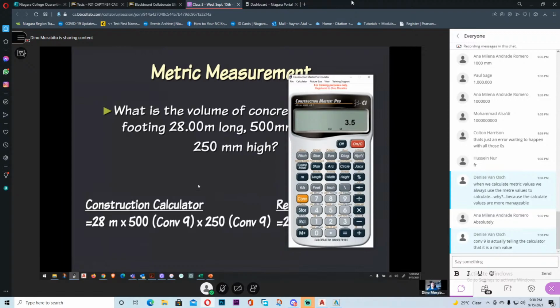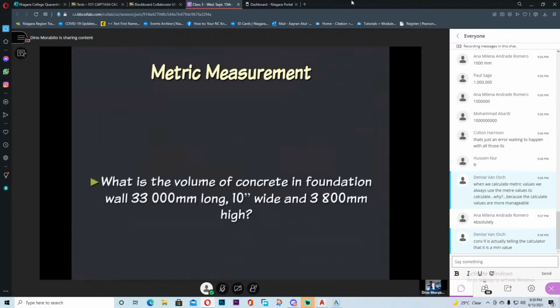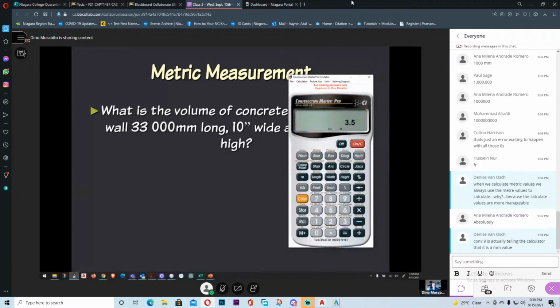Okay, so sometimes with your calculator, you don't actually have to do that conversion. You can type the numbers in millimeters and work through that. But the other nice thing is this: I can put this calculation into the calculator with no problem at all. Okay, I will clear it.